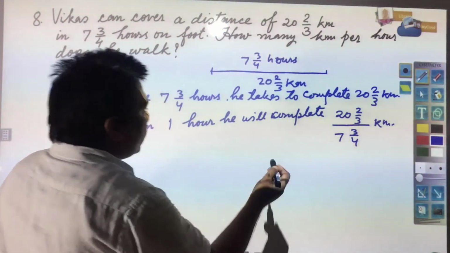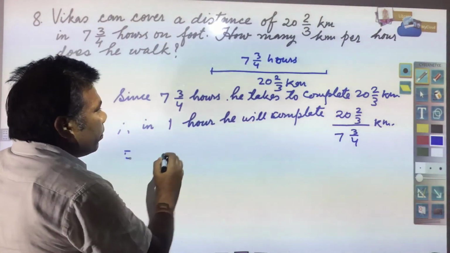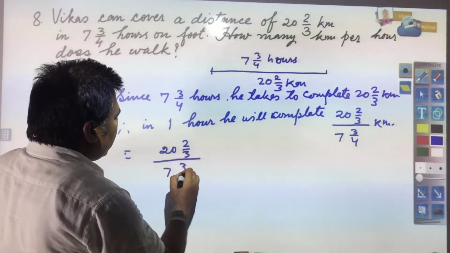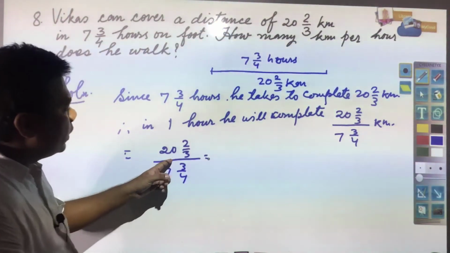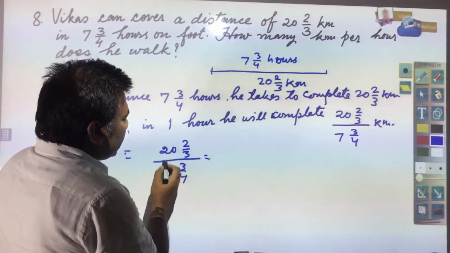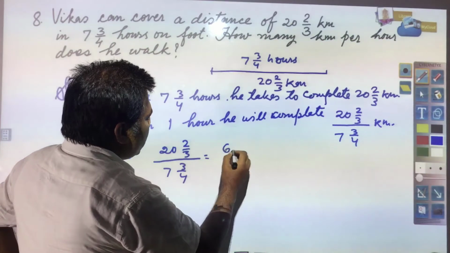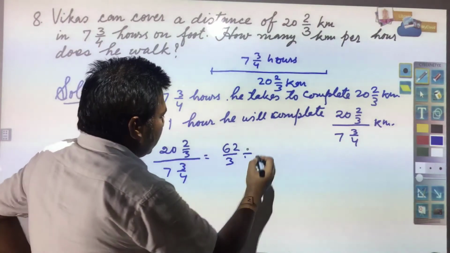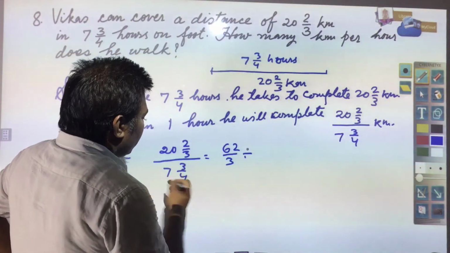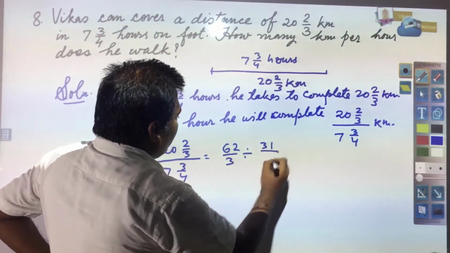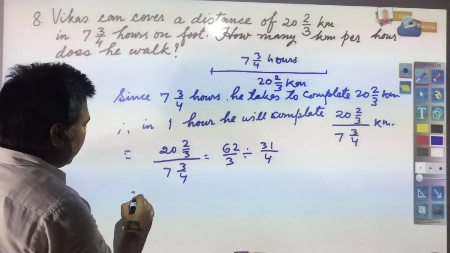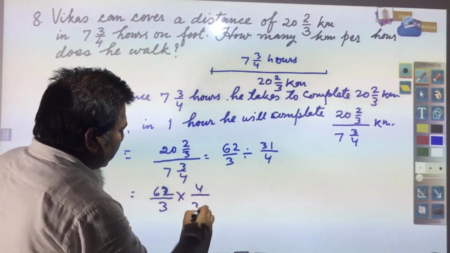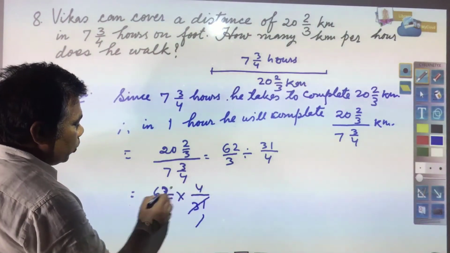So, here you need to simplify this number. Therefore, 20 whole 2 by 3 divided by 7 whole 3 by 4 you have. Now, this is required to be simplified. 3 twos are 6, 6 plus 2, 62 by 3, divided by 7 fours are 28 and 3, 31 by 4, and this can be written as 62 by 3 into 4 by 31. This can be cancelled, 2 times it will go.